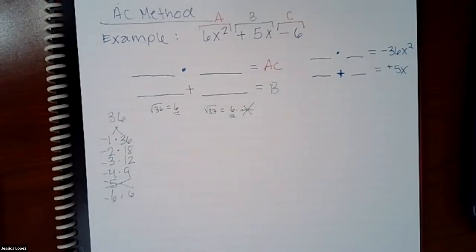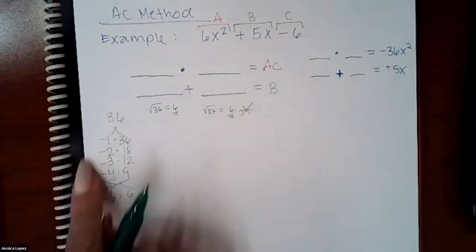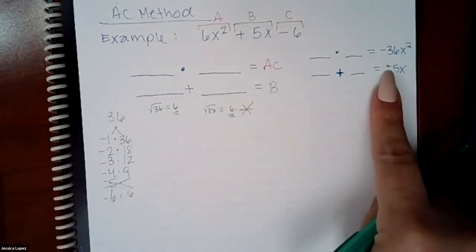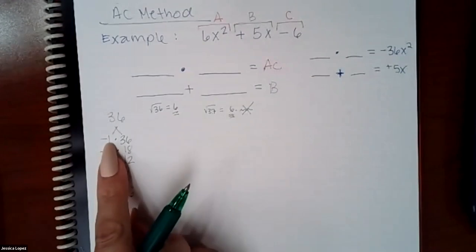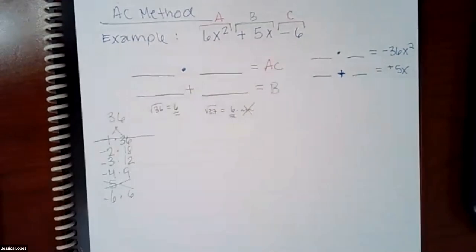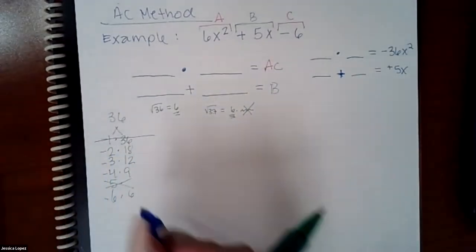So you do have to logically think about it a little bit. There's no just like, it's gonna be this, okay? You've gotta think about those signs. It has to multiply to be negative, which means somebody's gonna be negative, but the bigger one has to be positive. So that means the smaller ones have to be negative. And so then figure it out. Is negative 1 plus 36 going to give me positive 5? Nope. Is negative 2 plus 18 going to give me positive 5?